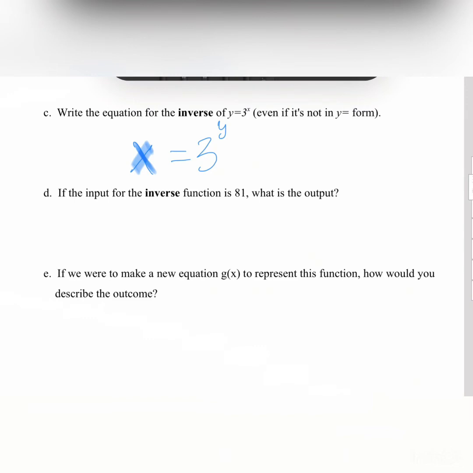If the input for the inverse is 81, what is the output? So now the input, due to the way our equation is set up, that input is still going to be that x value, which I know seems confusing because you're used to that answer being our output or our y value, but that x value is still our input.